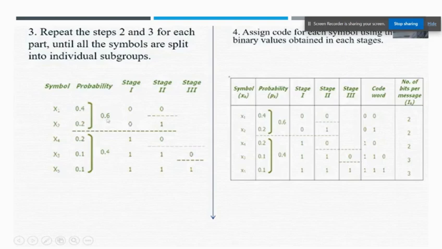In stage 3, we split the lower set of stage 2, which has equiprobability, and assign 0 and 1. In the fourth step of the procedure, we assign the code word as the binary values obtained in each stage.